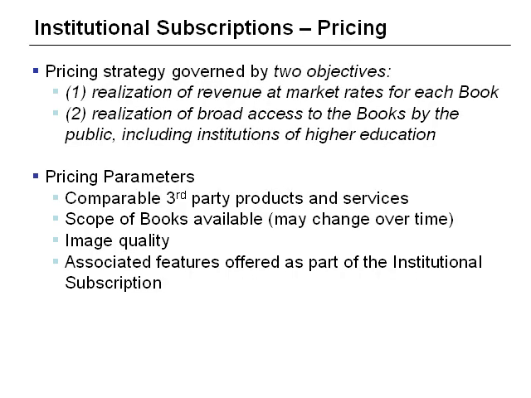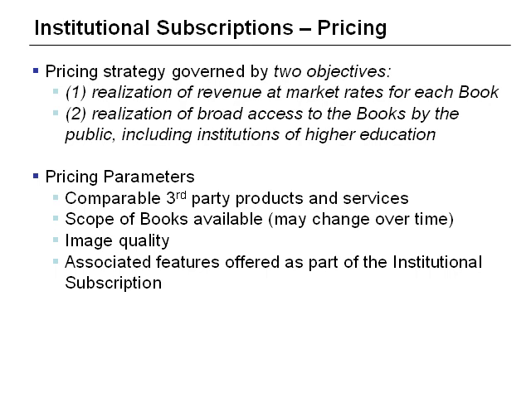The financial terms of the proposed institutional subscriptions have already proven to be controversial. The settlement agreement provides, somewhat cryptically, that the pricing strategy for institutional subscriptions will be governed by two objectives. One, the realization of revenue at market rates for each book and license on behalf of rights holders, and two, the realization of broad access to the books by the public, including institutions of higher education. This, of course, makes no sense.